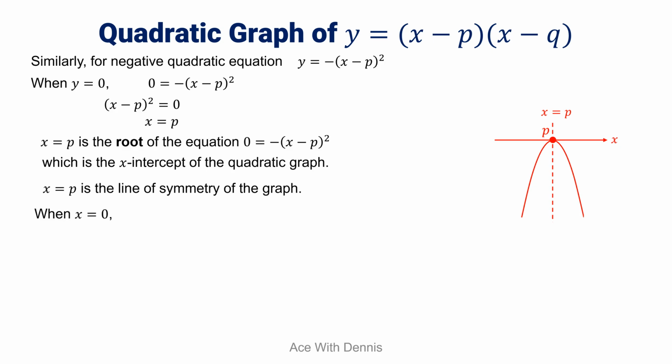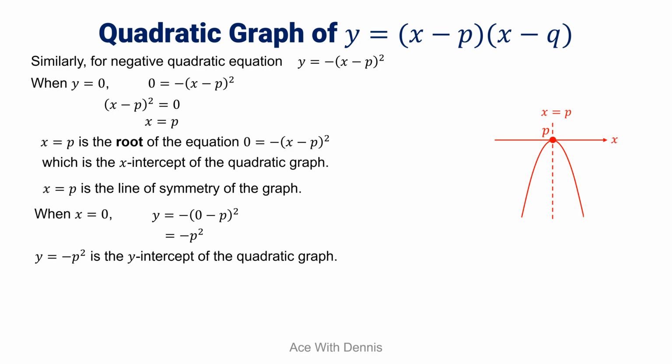Next, when x equals 0, then the equation becomes y equals negative (0 minus p) squared, which is negative p squared. Y equals negative p squared is the y-intercept of the quadratic graph. Hence, we can draw the y-axis, and this point is the y-intercept with the value of negative p squared. This is the maximum point. From this graph, we can see that the coordinates are (p, 0).